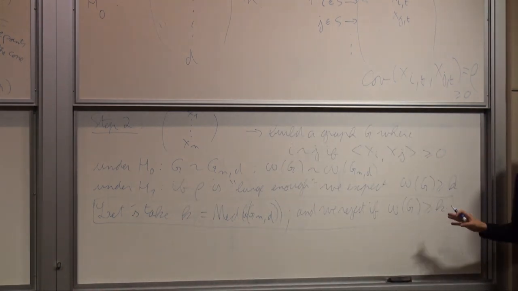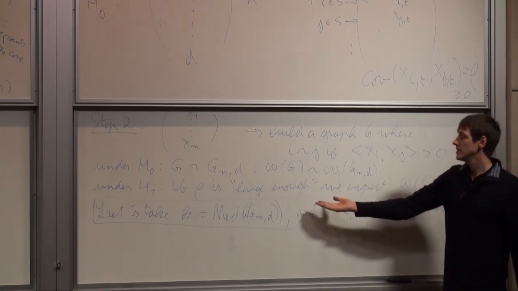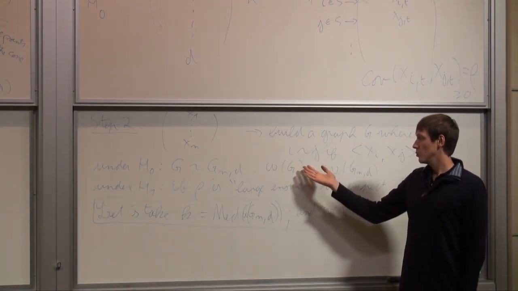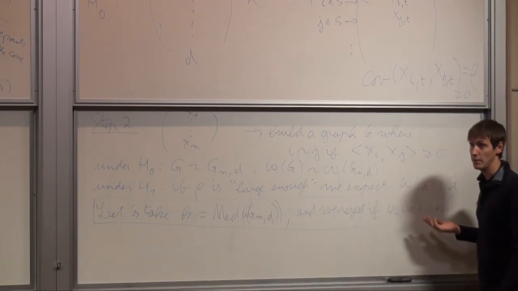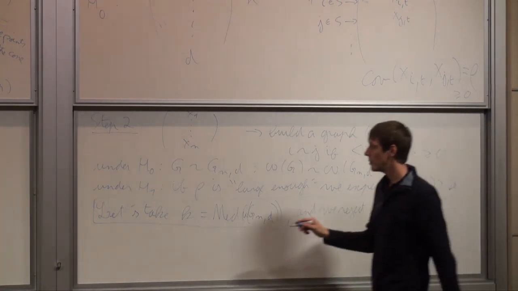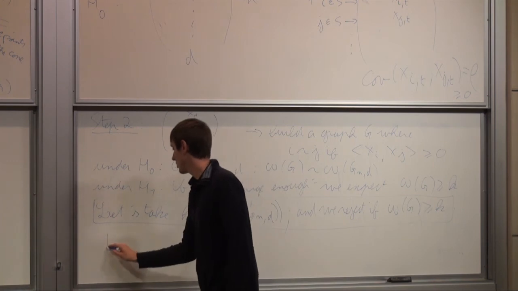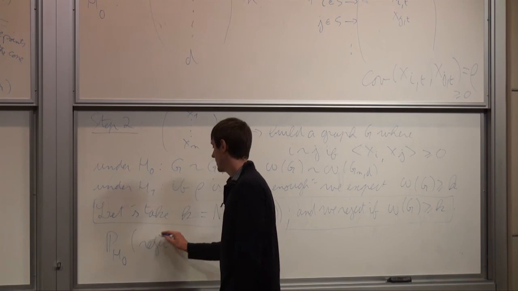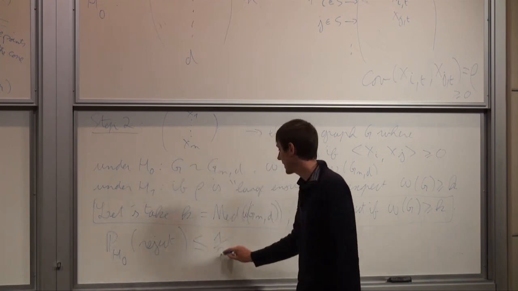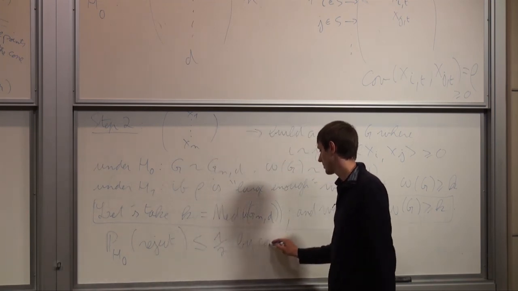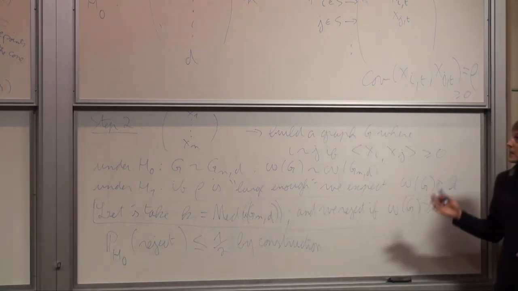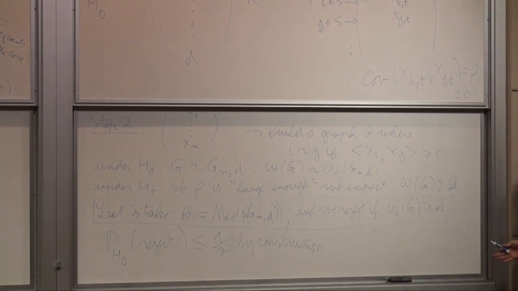So under the null, we control the probability of mistake. Because k is the median of omega GND, omega of g with probability 1/2 is going to be smaller than k. So the probability under the null that we reject is smaller than 1/2 by assumption, by construction. The probability that we make a mistake under the null is smaller than 1/2 by construction.